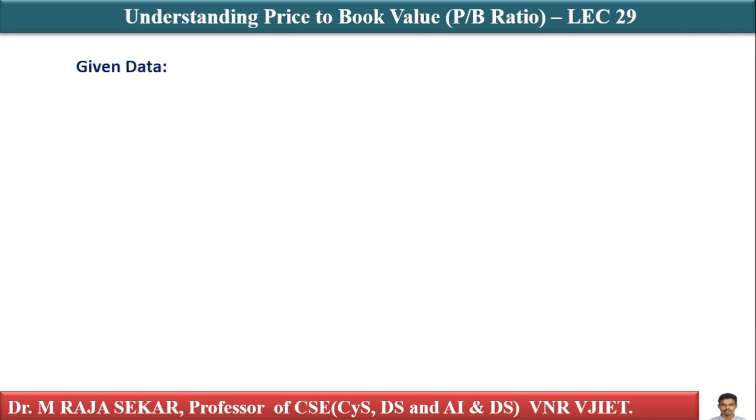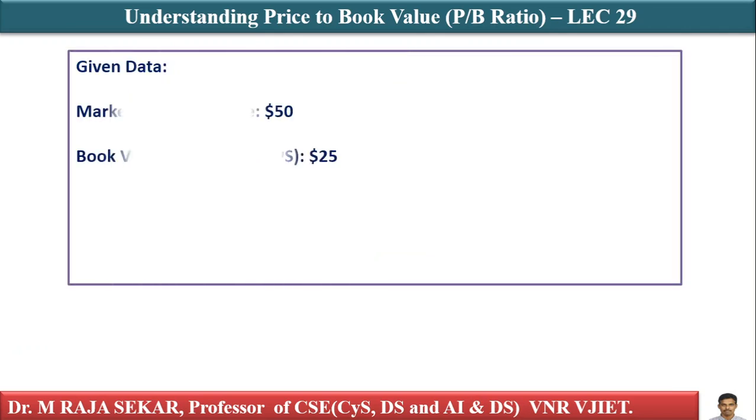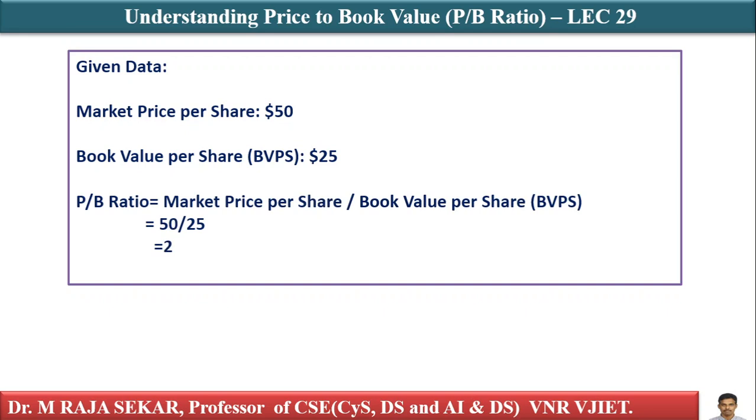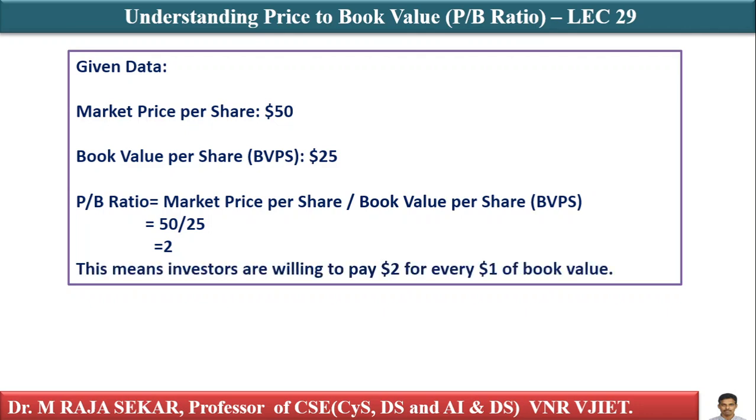Let us try to understand this with a simple example. Let me assume market price per share is $50, book value per share is $25, P by B ratio is 50 by 25, which is equal to 2. What does it interpret? This means investors are willing to pay $2 for every $1 of book value. Why? Because your P by B ratio is equal to 2. Therefore, I can say investors are willing to pay $2 for every $1 of book value.